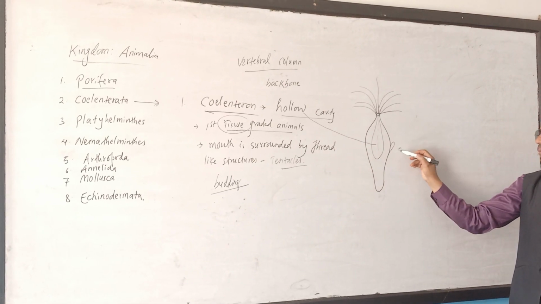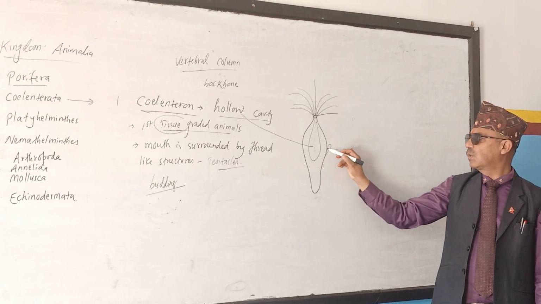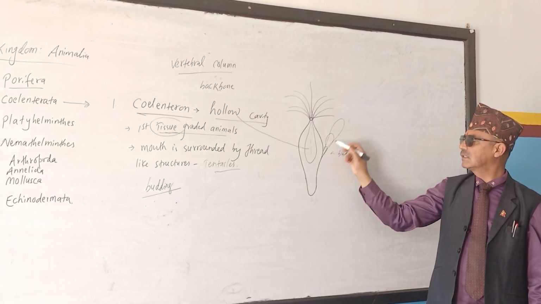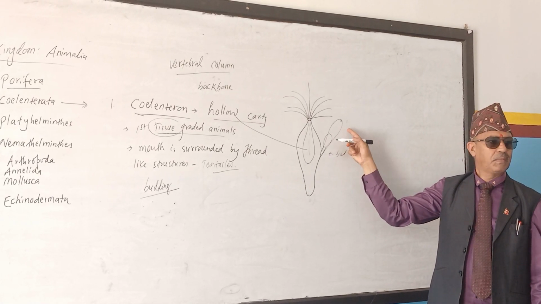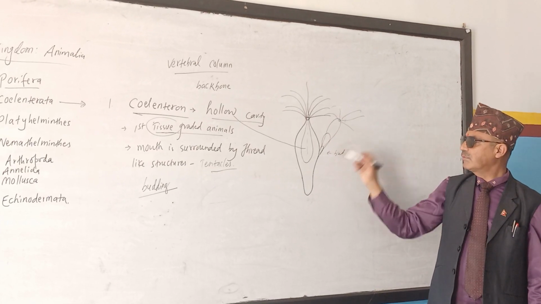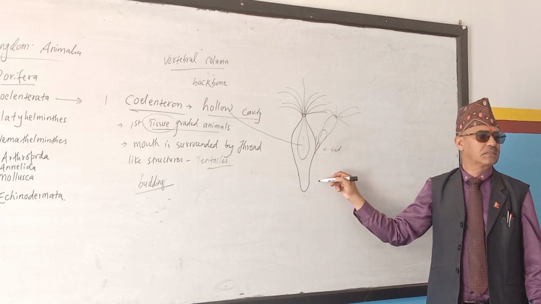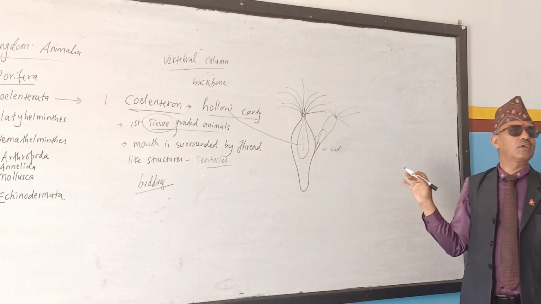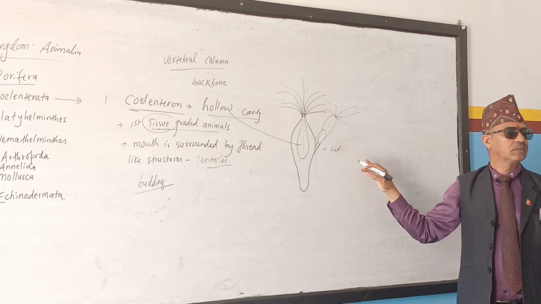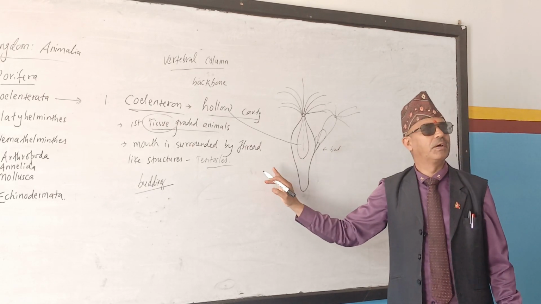What do you call it? Bud. B-U-D. And slowly its size increases. What is developed here? Mouth. And what are developed here? Tentacles. Afterwards, it will detach, it will separate. And how many hydra are formed? One more. Here was one, next hydra is formed. That method is called budding.